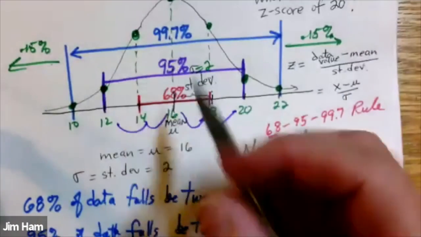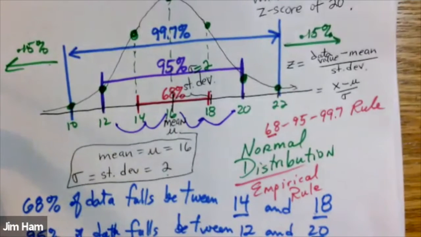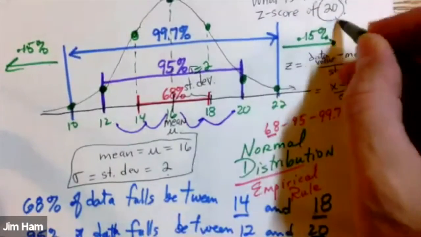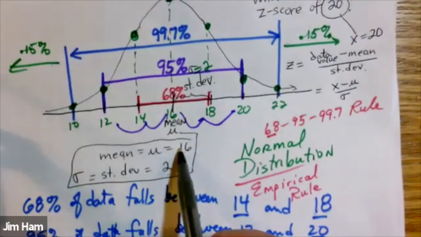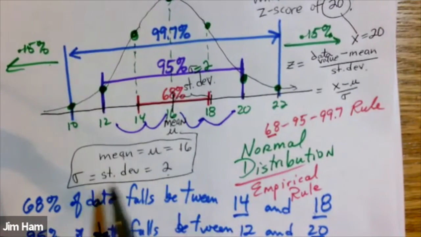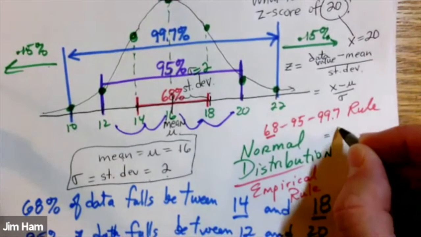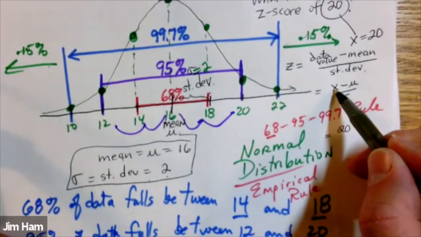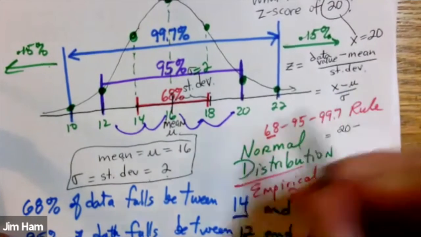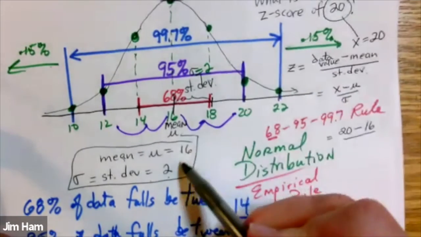Now I'm going back to this example because we do know what the mean and the standard deviation are. You need those two numbers in order to calculate the z-score. So let's take our data value of 20, our mean of 16, and our standard deviation of 2, and let's plug them all into this formula. If you do that, you're going to have 20, that's the x value, the data value, minus the mean, which is 16, and then we're going to divide by the standard deviation, 2.